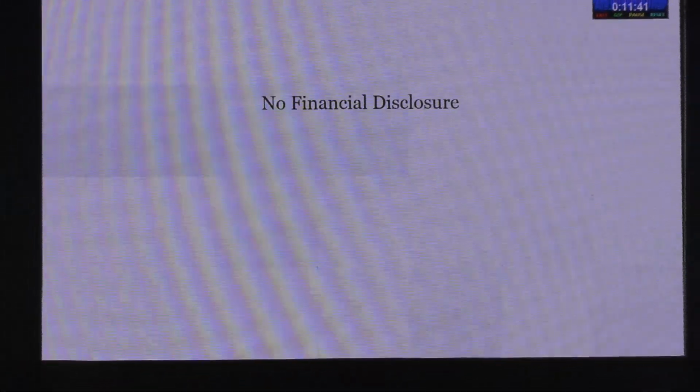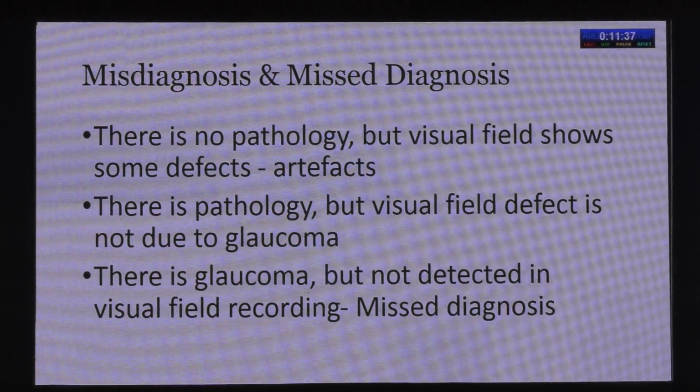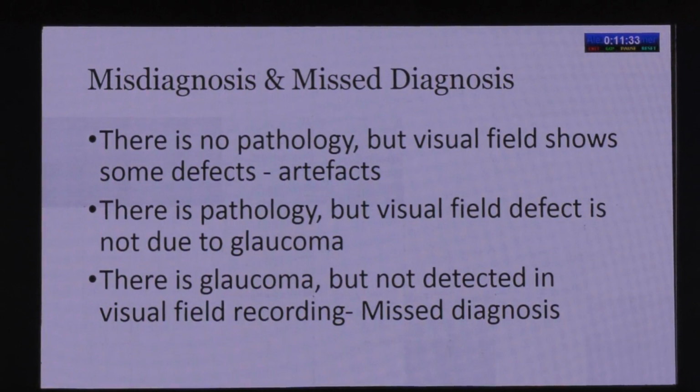Perimetry misinterpretation. We all know that perimetry or visual field analysis forms a very integral part of diagnosis of glaucoma. But some retinal conditions and some neuro-ophthalmological conditions also can cause perimetry changes which are similar to glaucoma. So three types of scenarios are there in which a misinterpretation or misdiagnosis can occur.